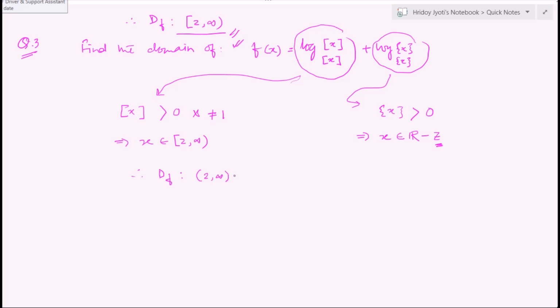Already we have excluded the endpoint, and minus Z also we can write, and we can write all the integers which are lying between 2 to infinity. There are infinite integers, so I have to write minus Z. Okay, so the domain will be open interval 2 to infinity minus all the integers. So this is the answer to this question. Again, we'll go for the next one.